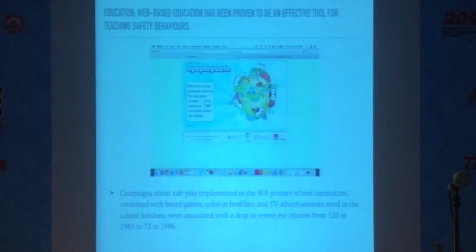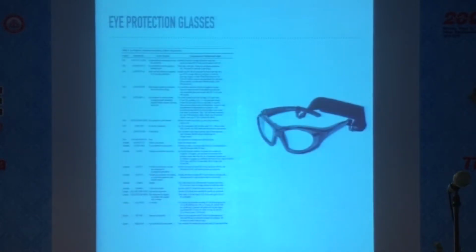There are websites, and this is one of them, I Play Safe, for kids. Nowadays the newer generation is more tech savvy. I think again we need to create this type of platform with our Indian toys, showing how you can prevent injuries, and use that as one of the ways of creating education. Regarding protective eyeglasses, there are a lot of regulations in various other countries. We need to see this very strictly implemented in our country too.